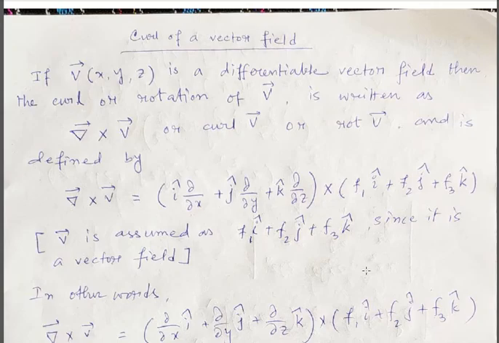Now let us come to the problem. This is the mathematical notation of curl. We consider a differentiable vector field V(x,y,z). The curl of a vector is a cross product, grad cross V. Grad dot V defines the divergence, and grad cross V defines the curl of a vector field. We can simply write it as curl V, or rot V, or rotation of V.